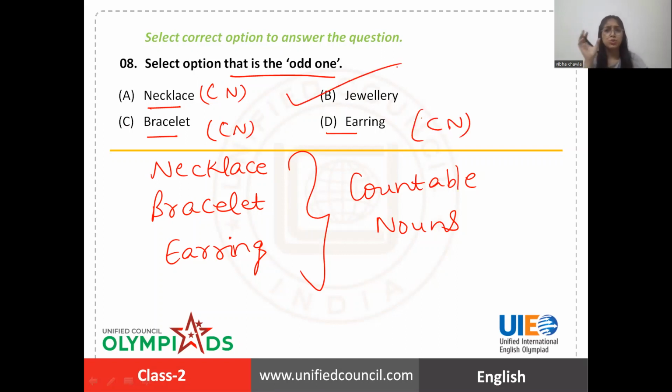But if you look at jewelry, jewelry is an uncountable noun. You can count necklaces, you can count bracelets, you can count earrings, but you cannot count jewelry. Jewelry is an uncountable noun. That's why there is no word like jewelries. It is never in plural form, because it is uncountable. So that's why the odd one out of all is jewelry. The reason being, it is uncountable. The rest are all countable nouns.